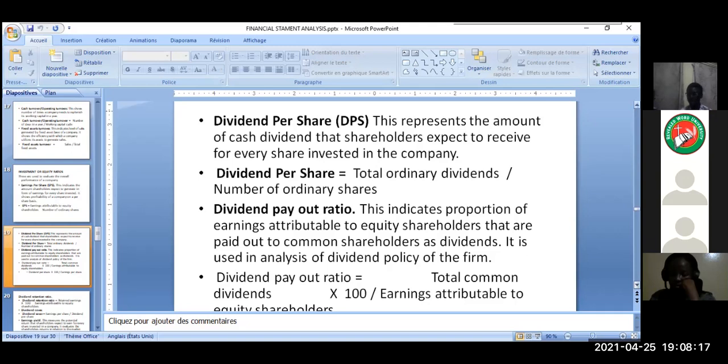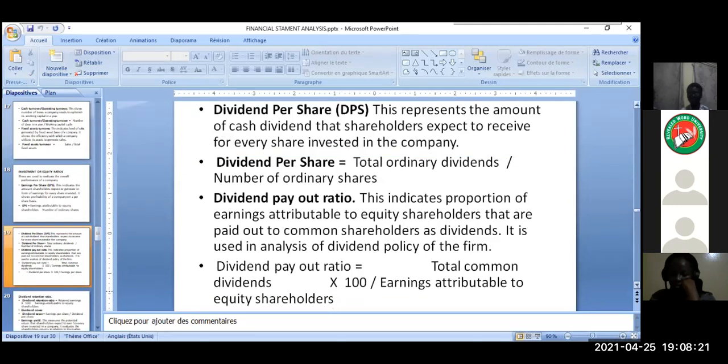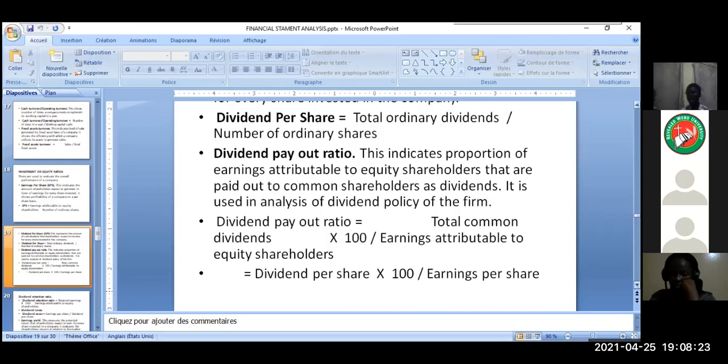Now the formula which is used, we just take the total common dividend, we times 100, we divide by earnings to equity shareholders, then we times 100. In other words, we take dividend per share times 100 over earnings per share.